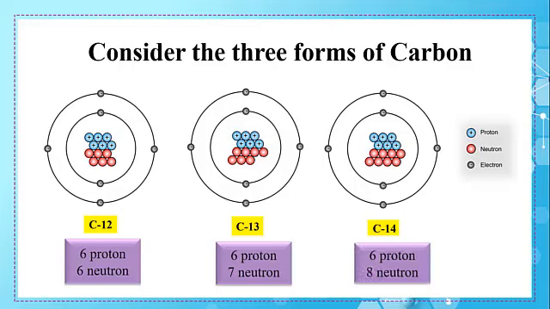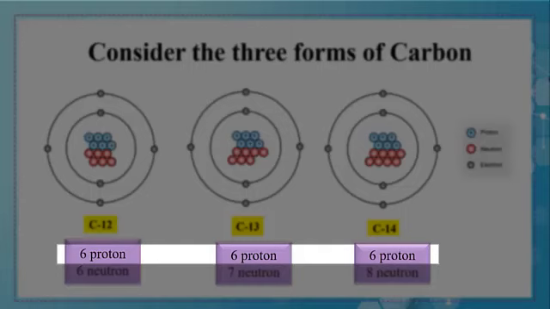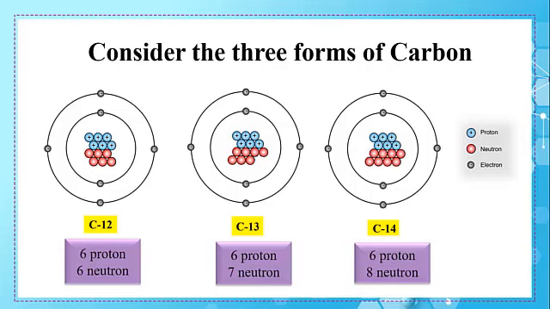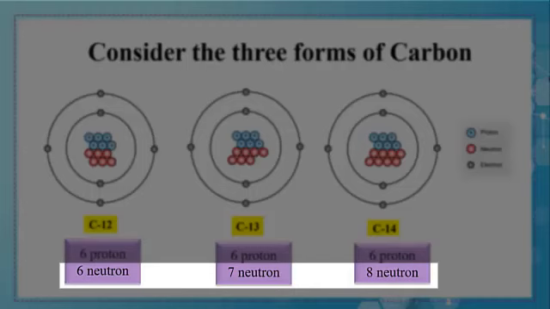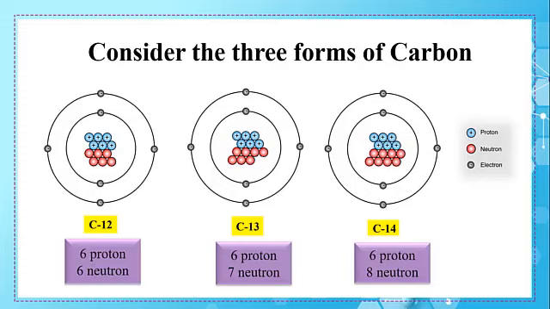Now compare the number of protons in carbon 12 to that in carbon 13 and 14. Right, they all have the same number of protons, which is 6. Compare the number of neutrons in carbon 12 to that in carbon 13 and 14. Exactly, the three carbon atoms have different numbers of neutrons. So, how can we describe the relation between the three forms of carbon atoms?